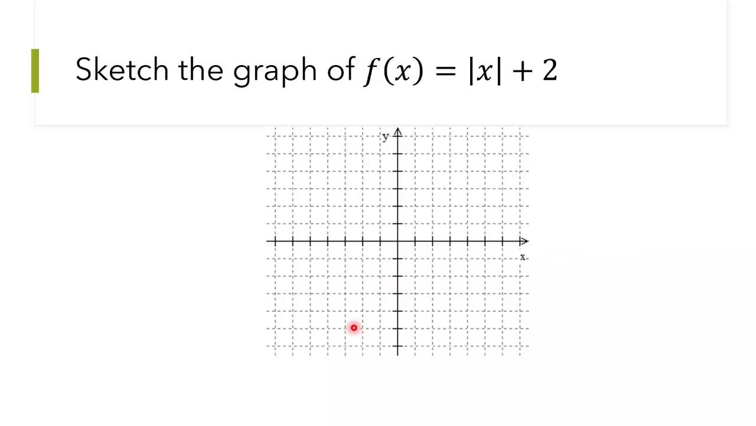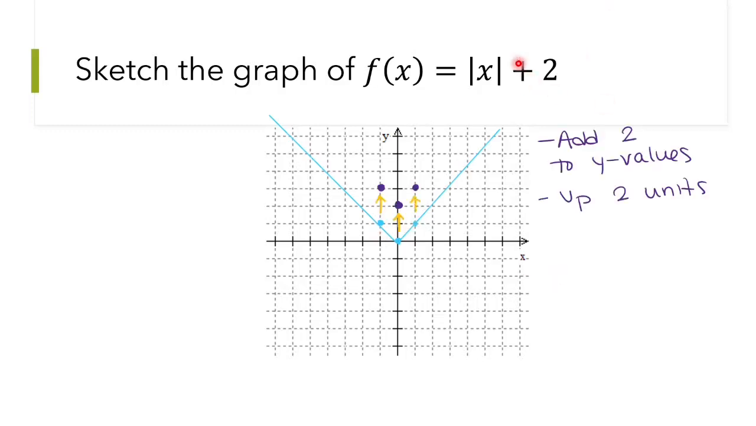Let's see how this works with some examples. Sketch the graph of f of x equals absolute value of x plus 2. So notice that plus 2 is outside of the absolute value. That's what makes this an output transformation that impacts our y values. So I'm going to start by just drawing my toolkit function. This is a graph of absolute value of x. Our V-shaped graph goes through the origin, 1, 1, negative 1, 1.